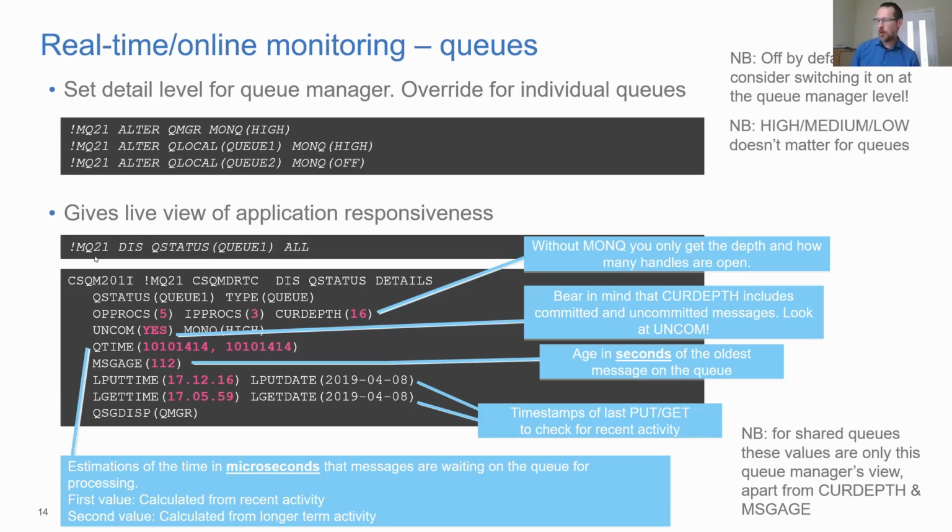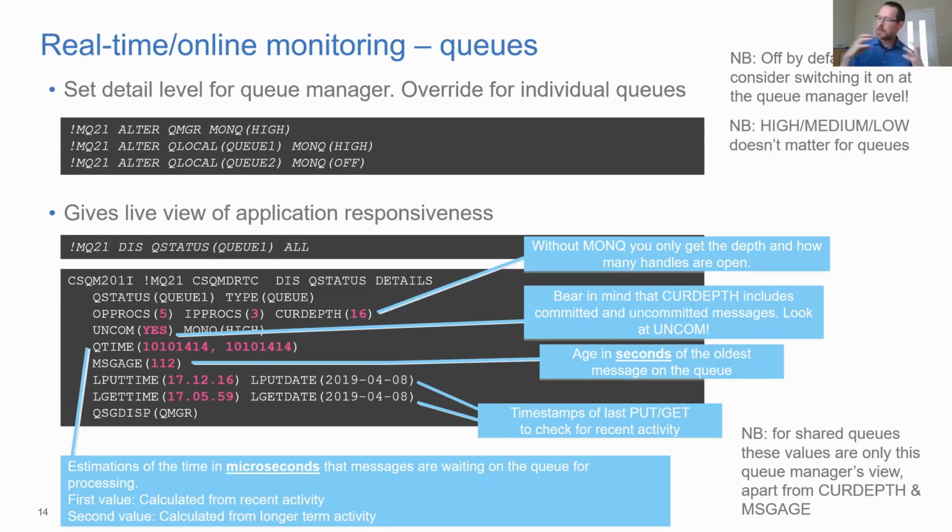So let's look at what we've actually got. The thing that's always a really good thing to look at is CURDEPTH. How many messages are on my queue? You get that always; you don't have to switch real-time monitoring on. It's also useful to understand what, if anything, is sending messages in to that queue, which is the OPPROCS, and then the IPPROCS is what is reading messages from that queue. We covered those on the previous slides, but bear in mind that this is a different view of related data.